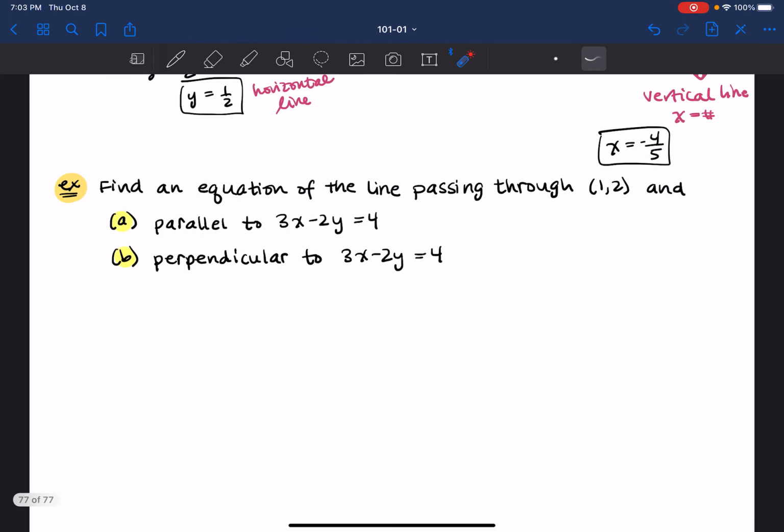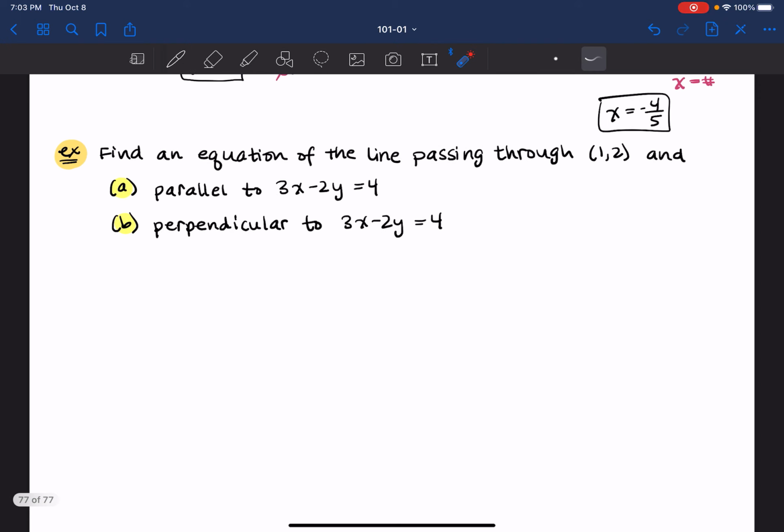All right, just got a couple more here, pulling some pieces together, synthesizing ideas. We're going to find an equation of the line passing through the point (1, 2) that is also parallel to this line here, 3x minus 2y equals 4, and then also one that's perpendicular.